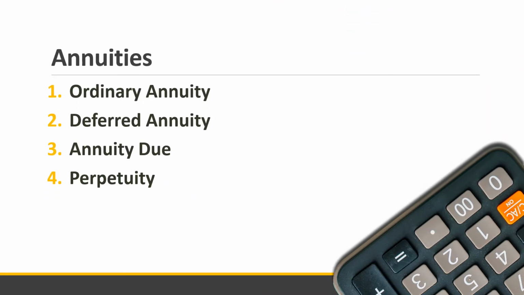So there are four types of annuities. First is the ordinary annuity. Second is the deferred annuity, then annuity due, and perpetuity. We will be discussing these with illustrative examples as we move on with this module.